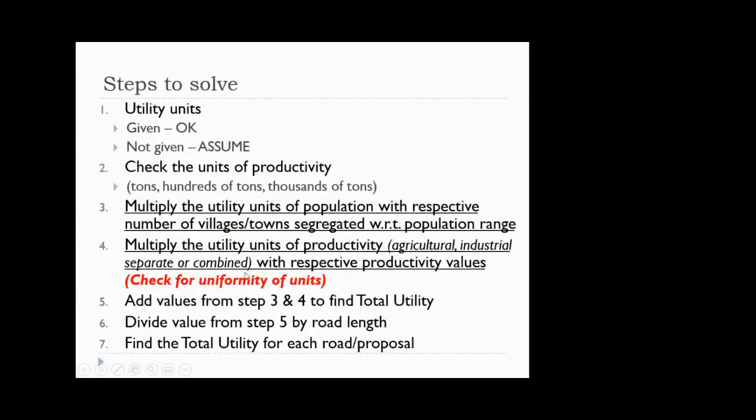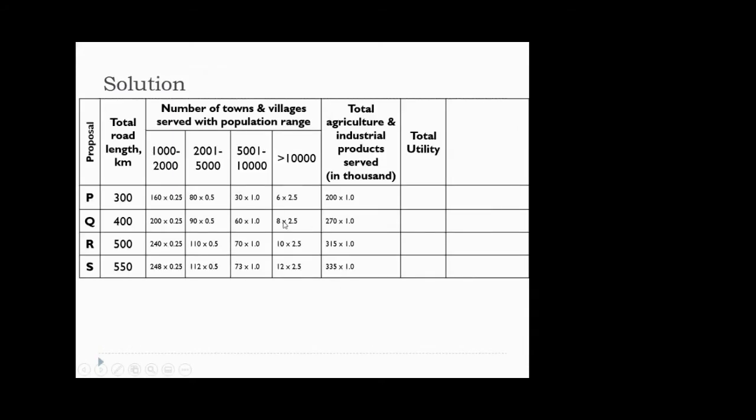I hope that's clear. Now in the fifth, sixth and seventh steps, the fifth is you have to add values from steps 3 and 4. Whatever values you have multiplied, you add them and find out the total utility. Then you divide that total utility by the road length, and you find out the total utility for each road or proposal. So again, it's the same table, I have just modified it a bit. This is the multiplication that you will be doing.